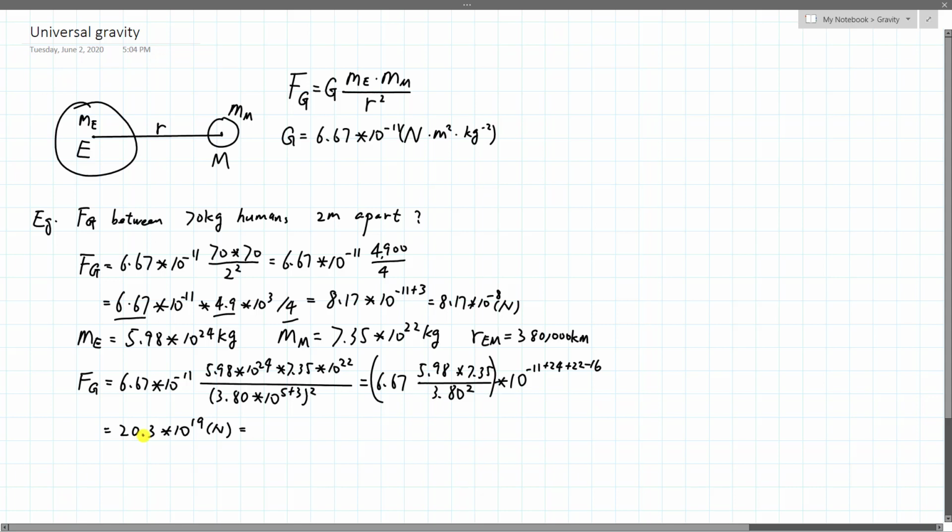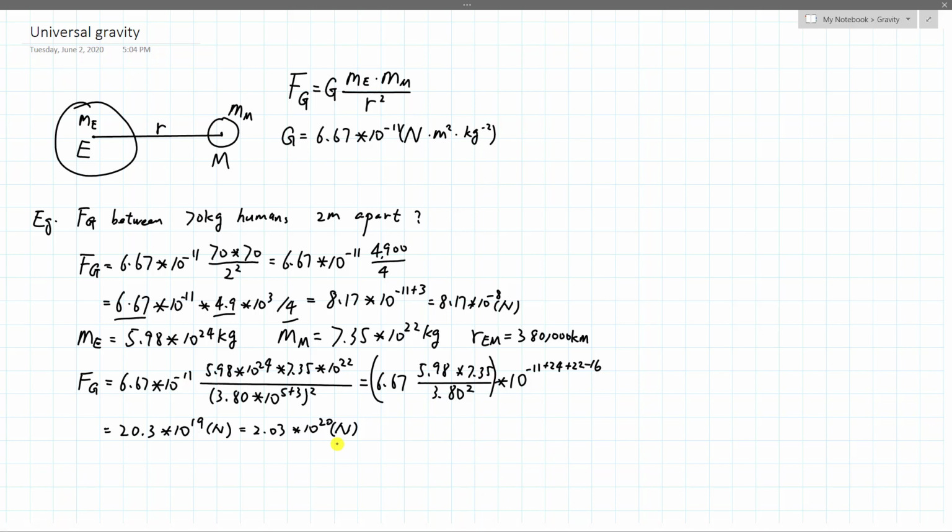So I will shift that decimal to the left, resulting in an additional factor of 10. So 2.03 times 10 to the 20th newtons. So it's a huge amount of mass attracting another huge amount of mass, resulting in a very large force that binds the moon to the Earth. Okay, so that may be very irrelevant because we never really get to feel that force.